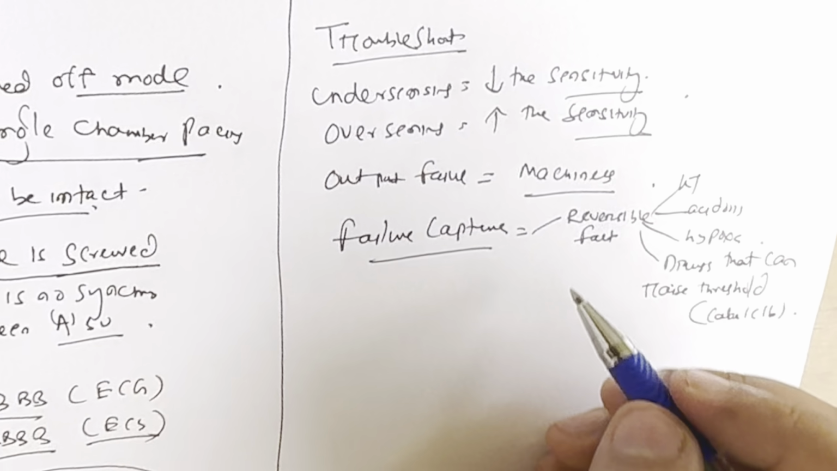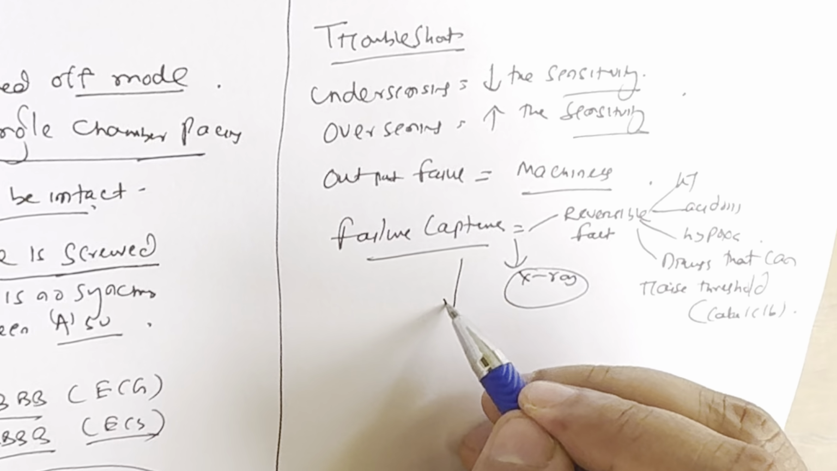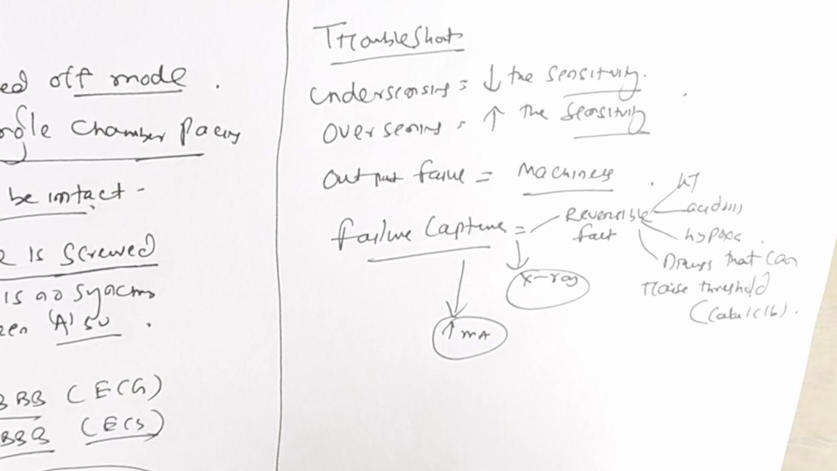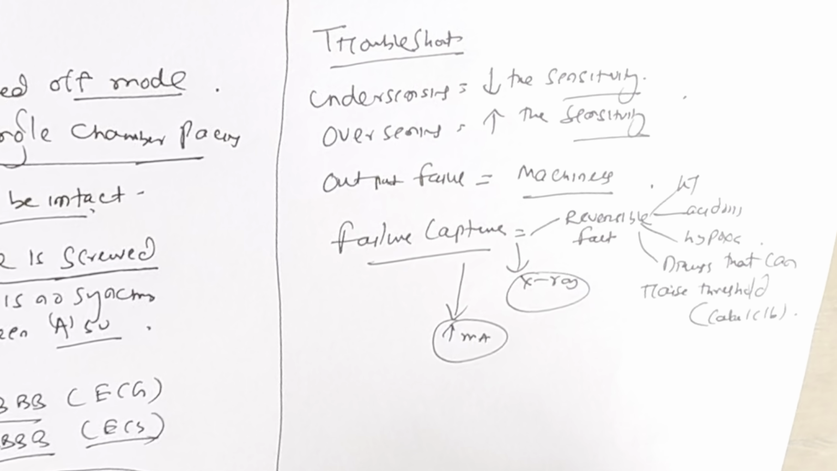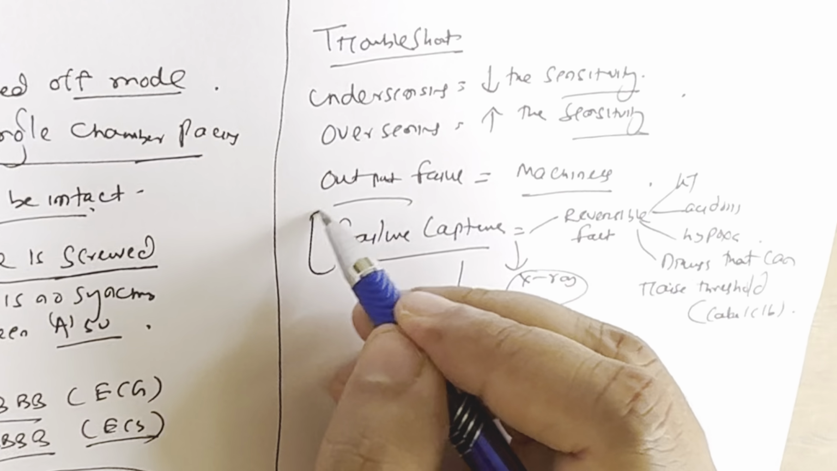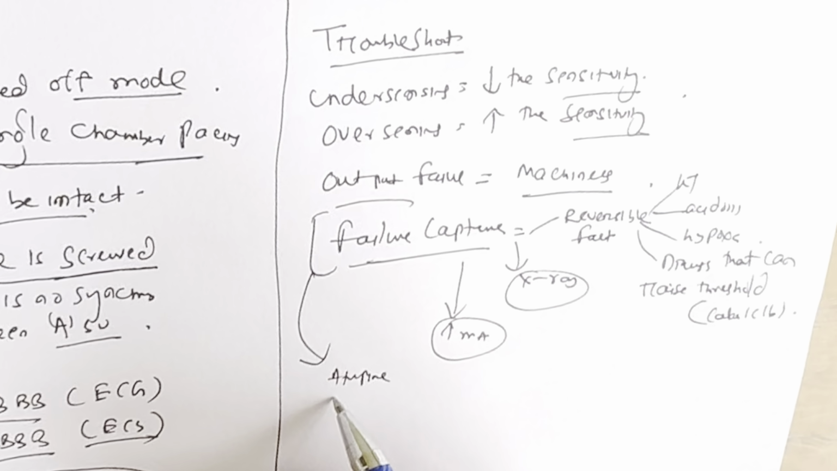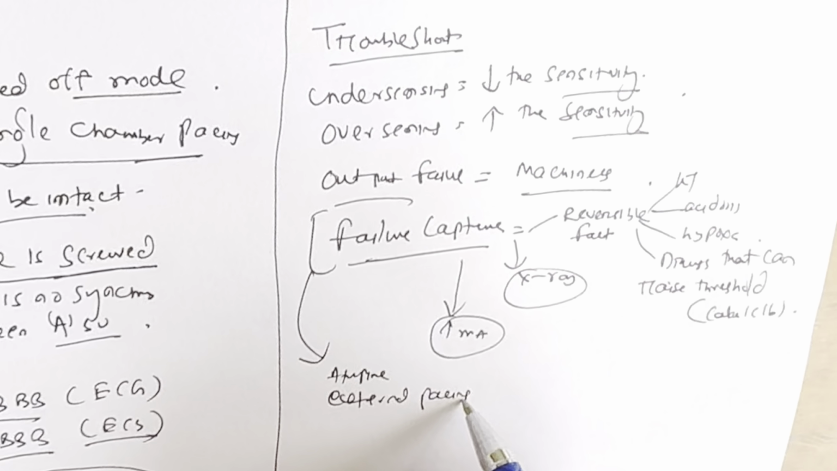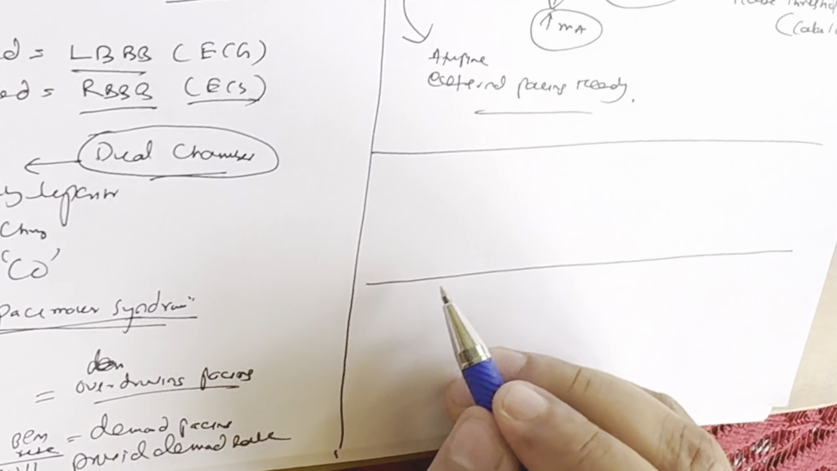And also just do an X-ray and check for the lead position and increase the milliampere current to see whether it can capture now or not. Until that, in both these cases, we have to keep atropine ready. We have to keep external pacing ready, right?